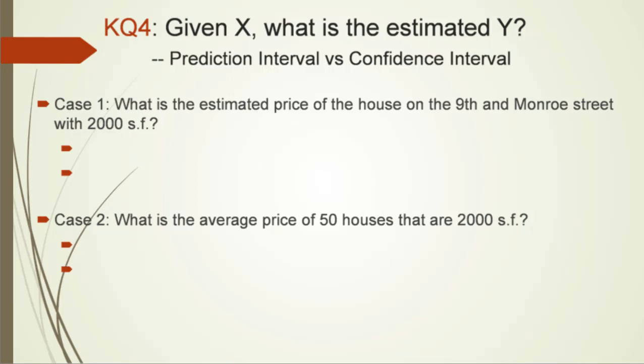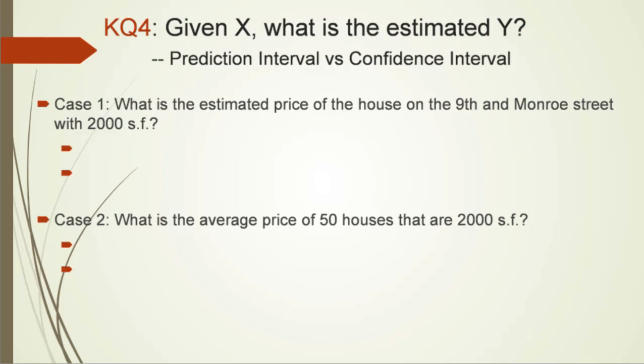I really like this house, and ask my real estate agent about it, and learn the size of this particular house is 2,000 square footage. What's the estimated price of this house? Case number 2. I'd like to purchase a house with 2,000 square footage. My real estate agent found a total of 50 houses in Corvallis with exactly 2,000 square footage. What's the average price of these 50 houses?